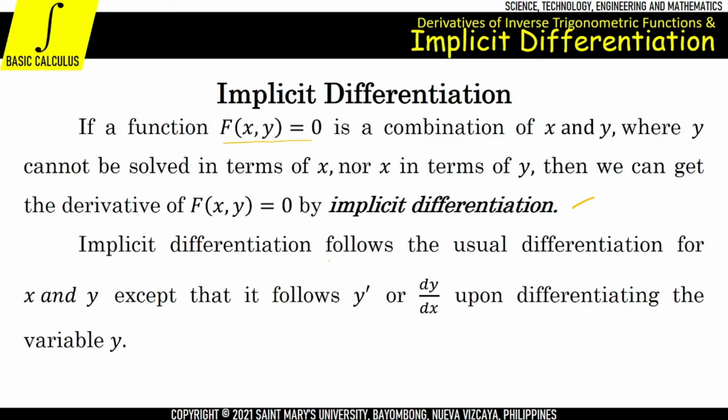Now, implicit differentiation follows the usual differentiation rules, which we can use for x and y. But there is an exception. It follows y prime upon differentiating the variable y. So, this is the difference. For implicit differentiation, after we differentiate the variable y, we attach y prime in some references, or for this video, we shall use dy all over dx. So, this is what we attach. For example, the derivative of y will be equal to dy all over dx.